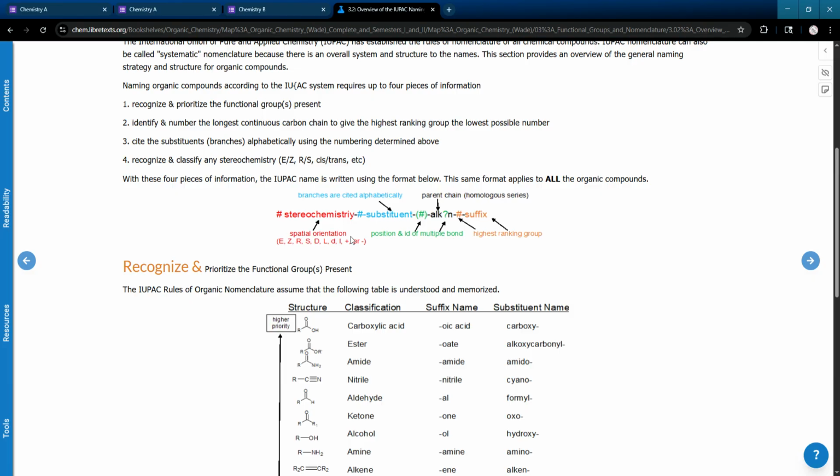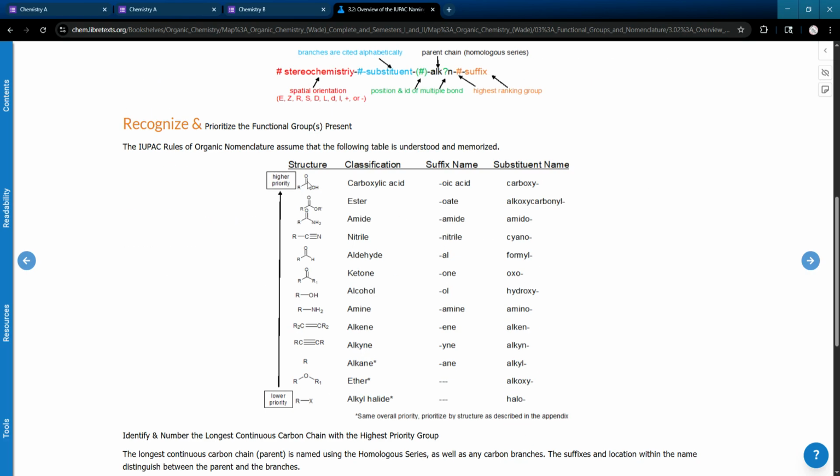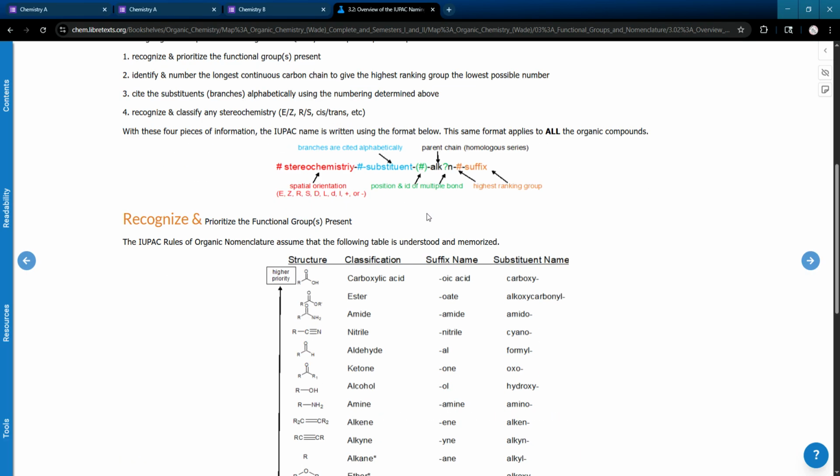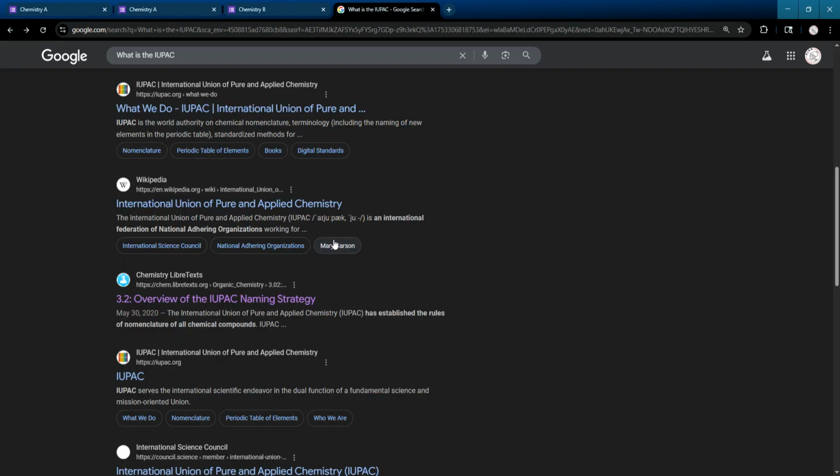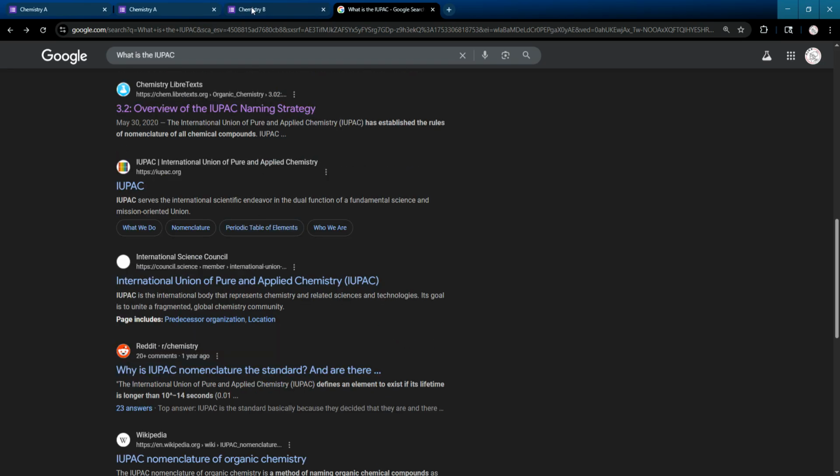Spatial orientation, position of ID, suffix, highest ranking of group, multiplied bond, so whatever times n, parent chain. This is very cool actually. Still a little complicated. But it did make sense.